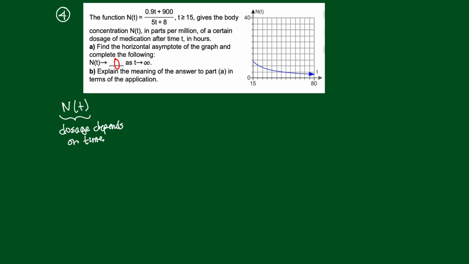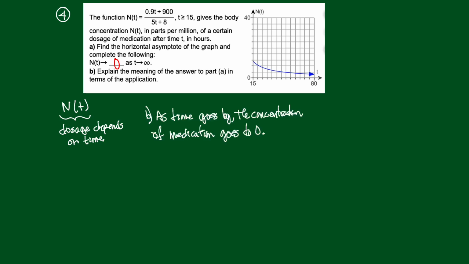And that makes sense. If you take some kind of medication, as time goes by, it metabolizes out of your body, so the concentration comes to 0. So I'll write what I just said here. As I look at the graph, I can see as time goes by, the concentration of this medication gets smaller and smaller, and eventually it just goes to 0.